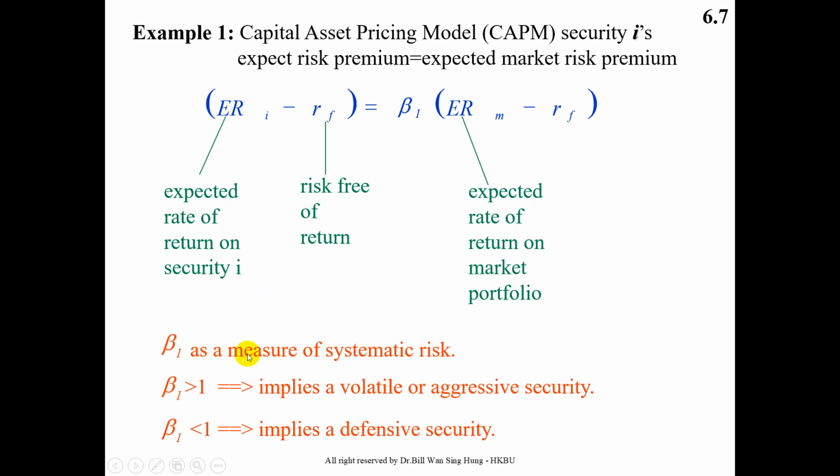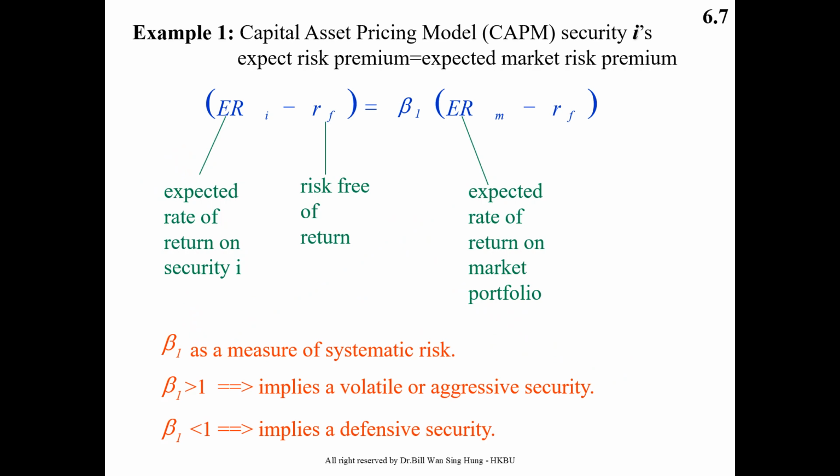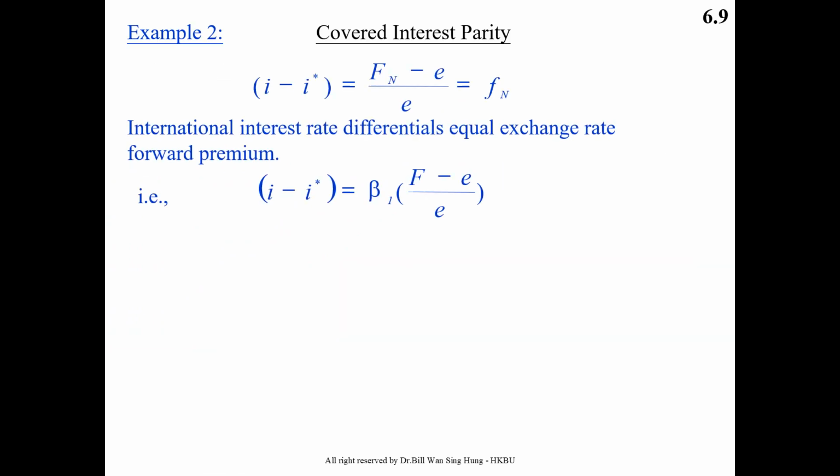Beta 1 is a measure of systematic risk. If it is greater than 1, it implies a volatile or aggressive security, but if beta 1 is less than 1, then it implies a defensive security. The regression line of the security market line is like this. This is the slope. This is the expected rate of return on security Yi, and this is the covered interest rate parity.